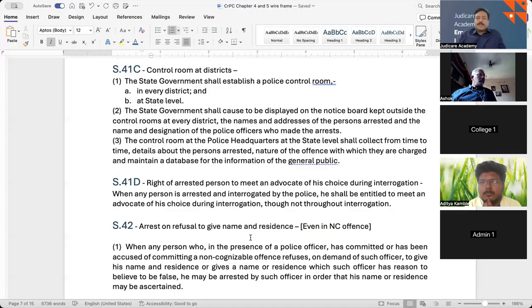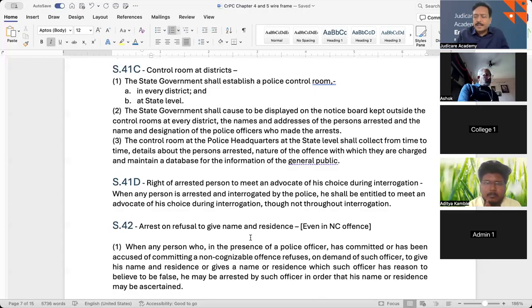The person shall be entitled to meet an advocate of his choice during interrogation, or if he does not have one, he can ask for legal aid through the court. Now, not throughout the interrogation. Probably not throughout, but at the start of interrogation and during the relevant part, when he can be made available without disturbing the interrogation and investigation, the person can have an advocate. It does not mean the advocate can sit next to him throughout the interrogation.